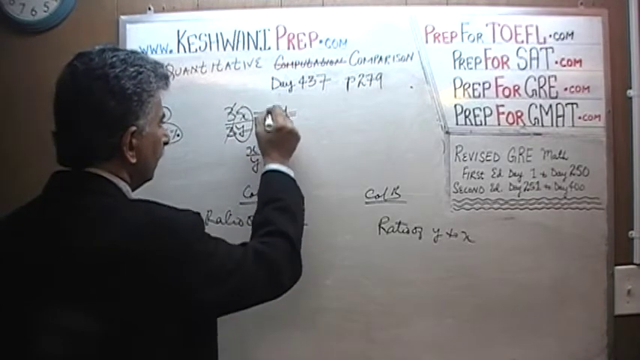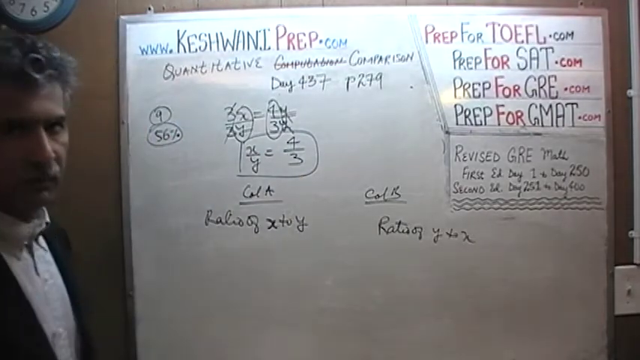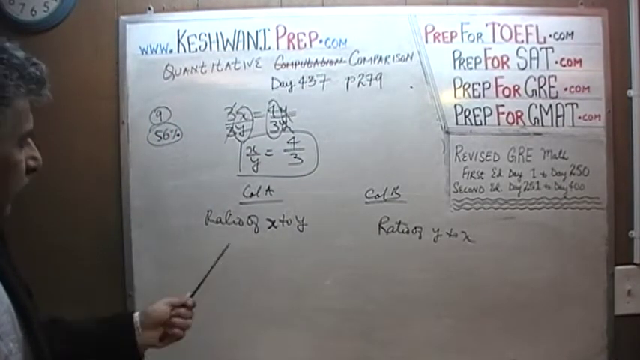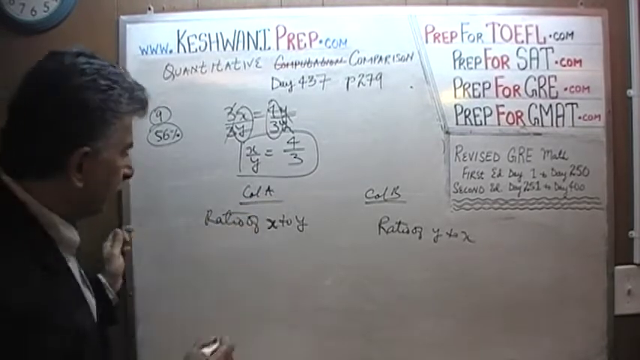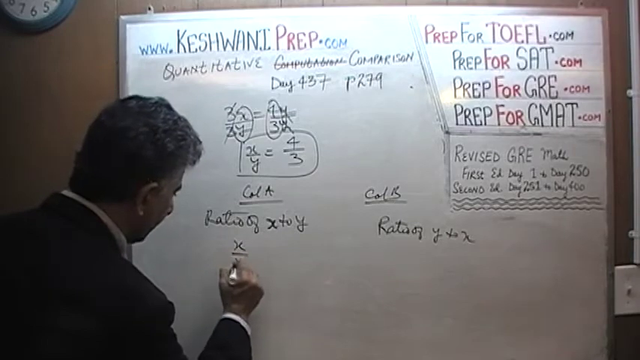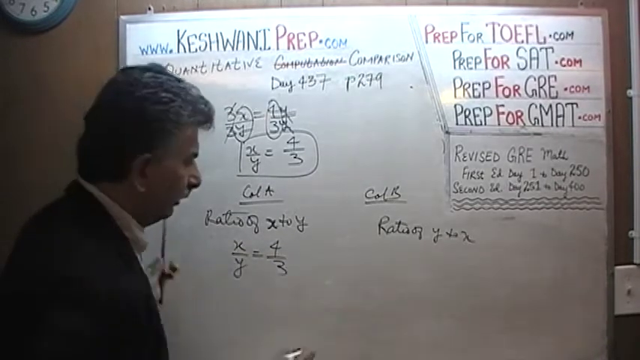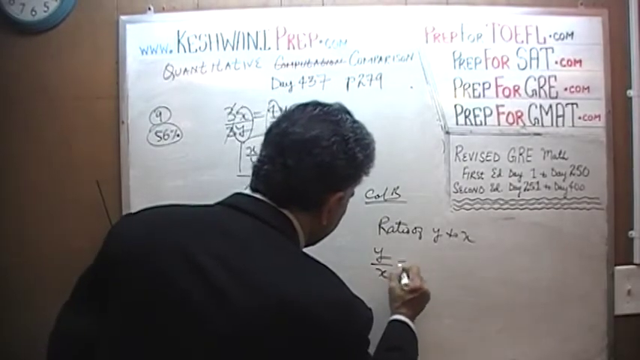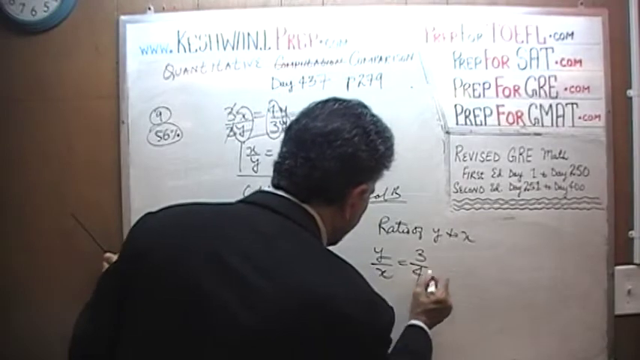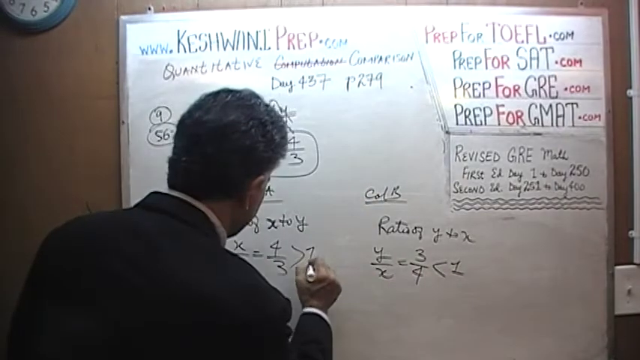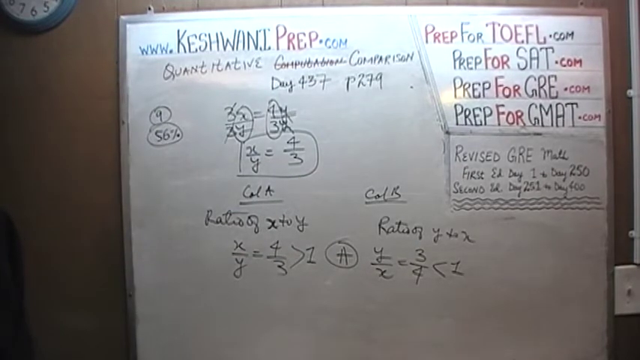And here we go, x over y equals 4/3. And that's your ratio. Ratio of x to y is 4 over 3. The ratio of y to x is going to be the reciprocal. If this is 4 over 3, this is going to be 3 over 4. 3 over 4 is less than 1, 4 over 3 is more than 1. The answer is A.